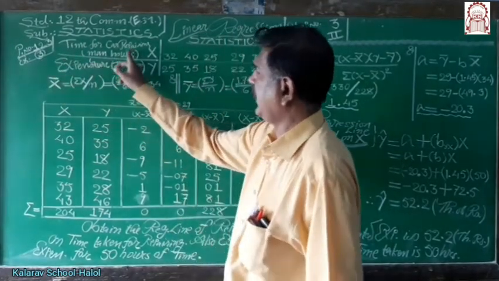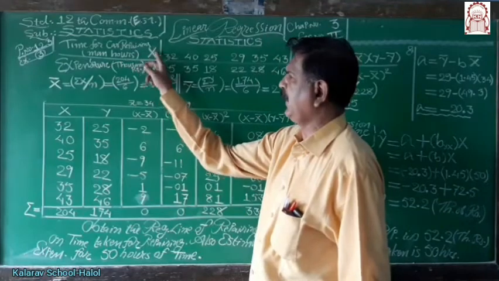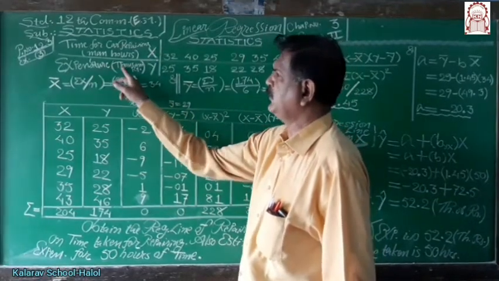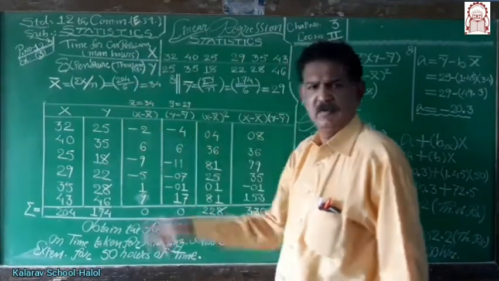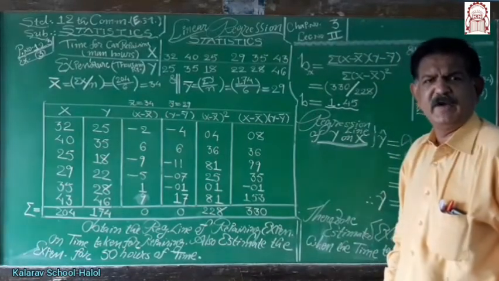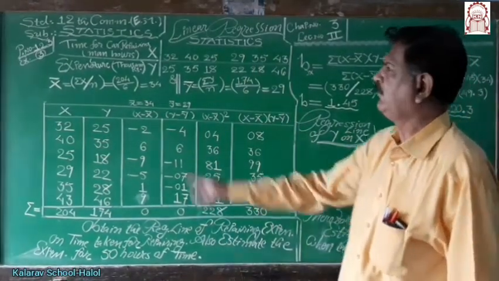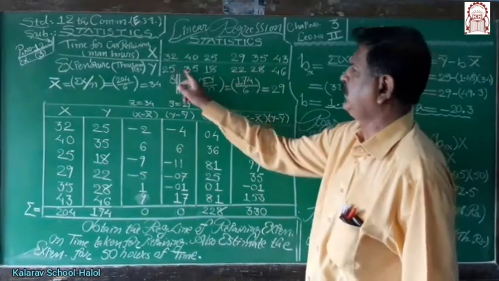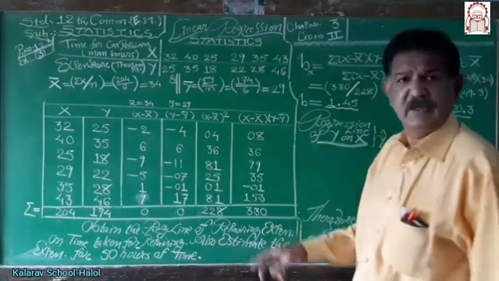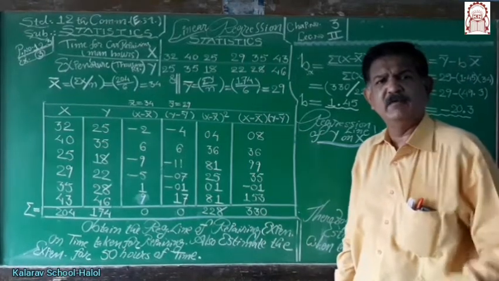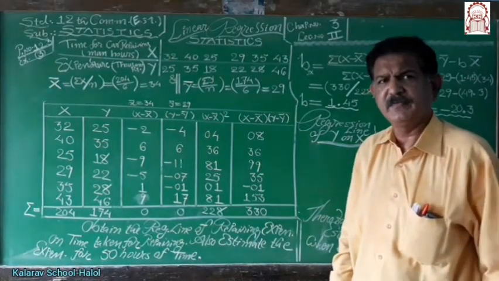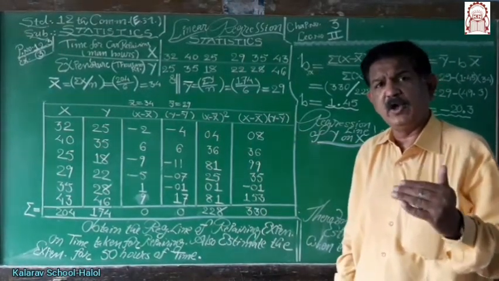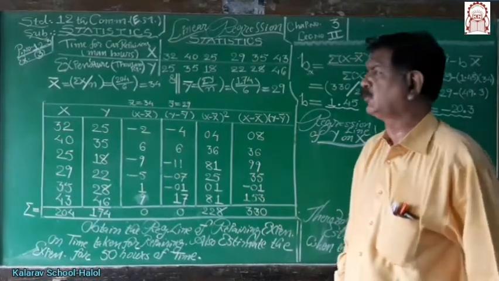Time taken for car repairing in man hours, that is variable x, and expenditure in thousands of rupees, y. Data for x and data for y are given, variable x and variable y. 1, 2, 3, 4, 5, 6. Therefore, the value of small n equals 6.